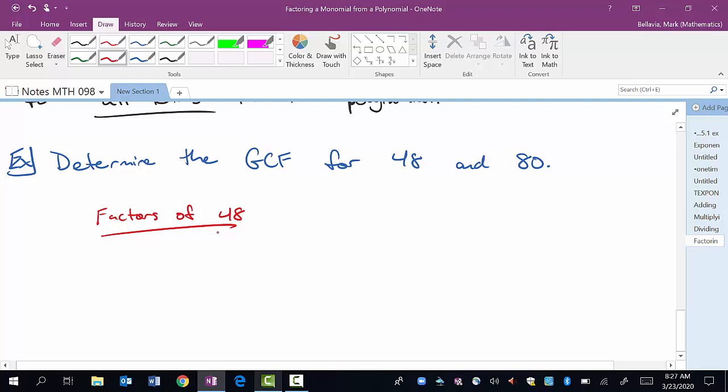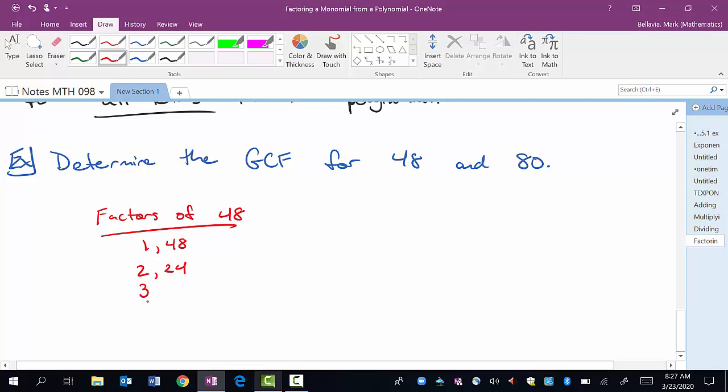I would always start with 1 and itself. So 1 and 48. And then I just try the next number. So I'm going to try 2. So is 2 a factor of 48? Well, the way you know is if 48 divides evenly by 2, then it is. If 48 doesn't divide evenly by 2, then it's not. Well, 48 divided by 2 gives me 24. In other words, 2 times 24 gives me 48.